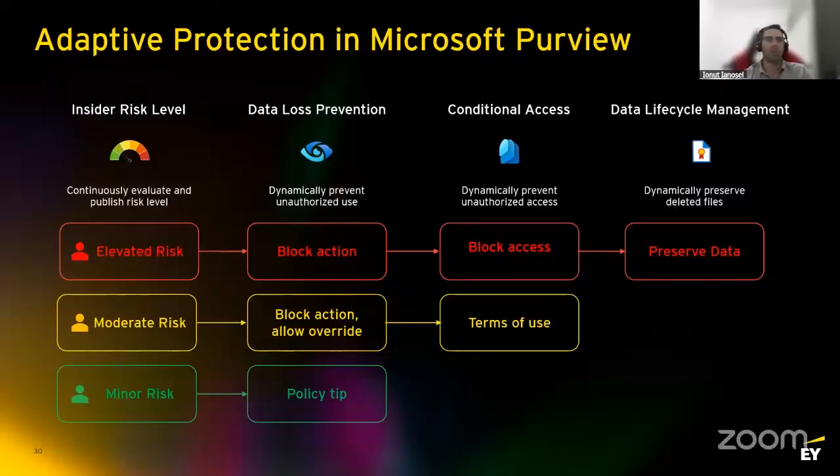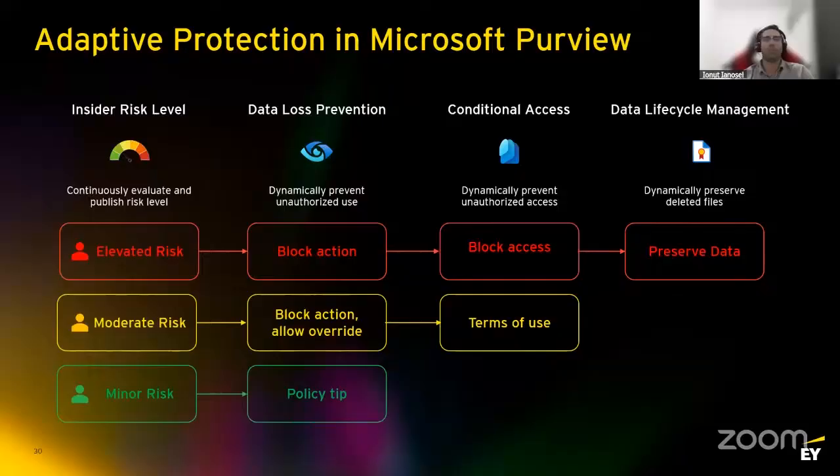Some employees can be trusted, but some others might be new to the company. They do not know all the rules, or a few of them might be leaving soon. So how do you apply the right level of protection without slowing down everyone's work? And this is where adaptive protection in Microsoft Purview comes in.